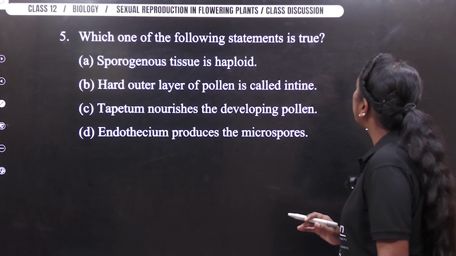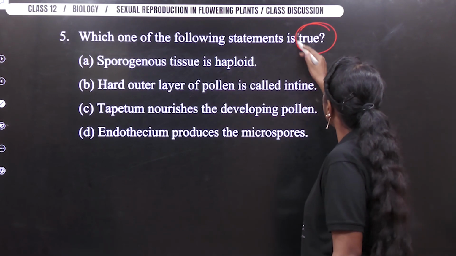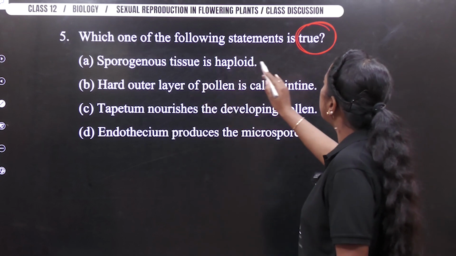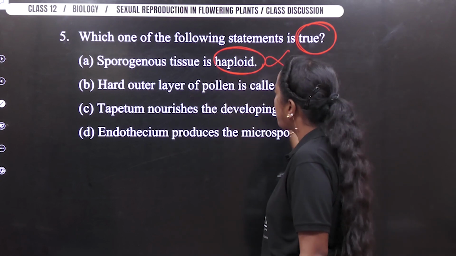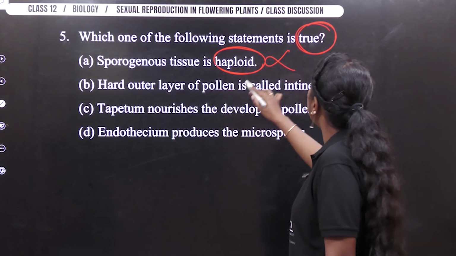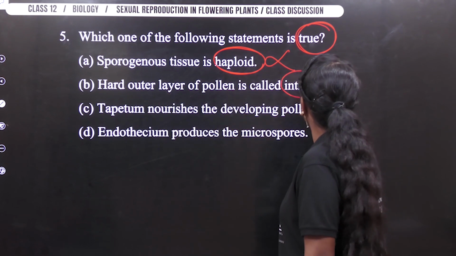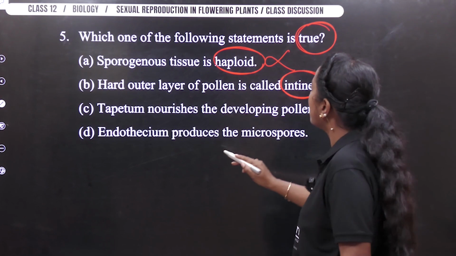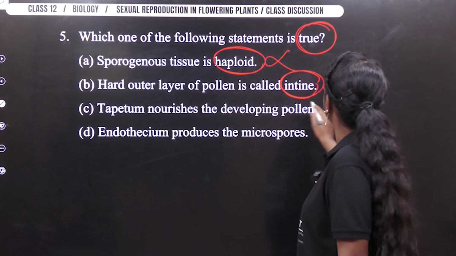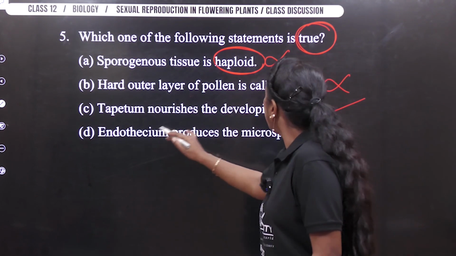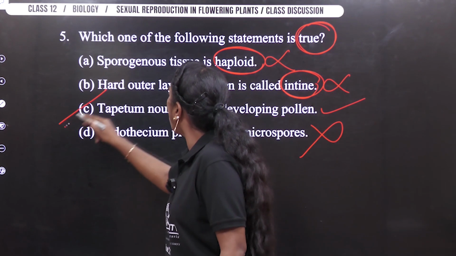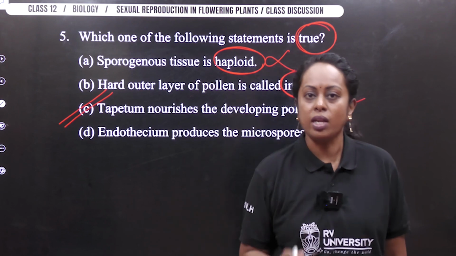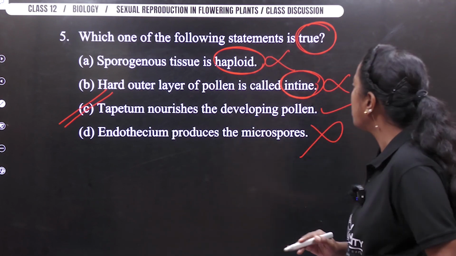Next. Which one of the following statements is true? Sporogenous tissue is diploid, not haploid. So this is wrong. The hard outer layer of the pollen grain is said to be exine. It says intine, so it is wrong. Tapetum nourishes and develops the pollen grain. Very true. Endothecium produces microspores. Wrong. So thereby I'm marking option C as the answer. Even you would have marked it correctly. It's a very simple question.